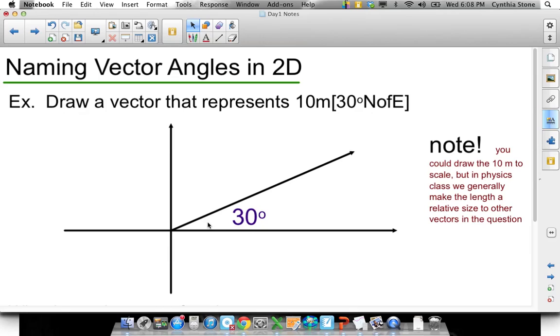Because I think about it the way that you say it: here's my east, right? And I'm 30 degrees north of east. I'm 30 degrees up or north from the east axis. And 10 meters, let me just go over here.